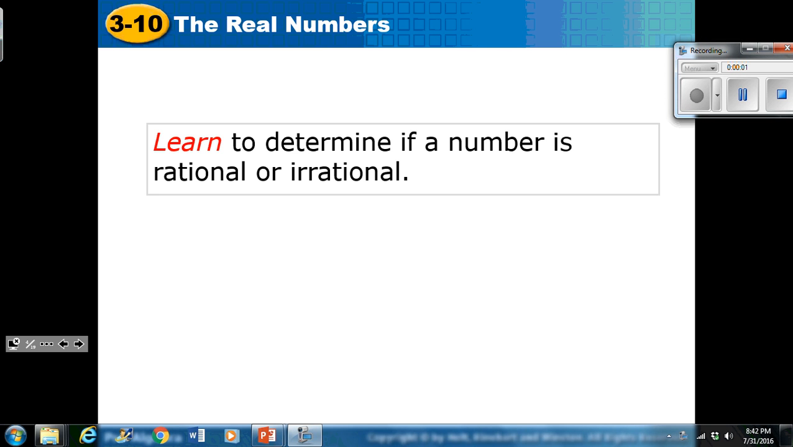-10, the real numbers. You're going to learn to determine if a number is rational or irrational, plus a few other things. This is a difficult lesson, guys. You're going to want to take some good notes on this one.